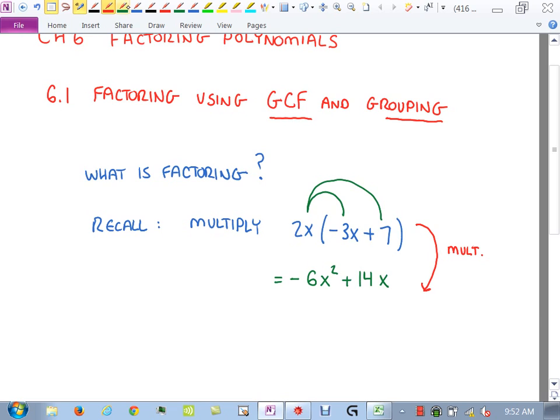So I'm going to draw another arrow going backwards here. Going from here to here, that's called factoring. I'm out of space. Factoring. All right? So we'll start here and go back to there. And the question is, how are we going to do that, right? Like, what's going to be the process in order to do that, to go backwards?